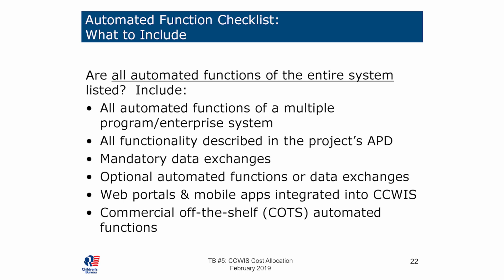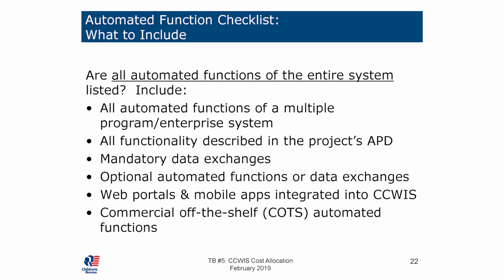But if you have a multiple program or an enterprise system, you must include all the automated functions of the entire project, even those automated functions that do not support your child welfare programs. So, for example, if your enterprise system supports the SNAP program, and there are portions of the system only used by the SNAP program, you still list those automated functions on the checklist.